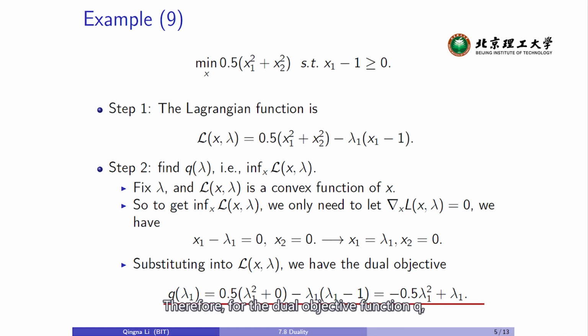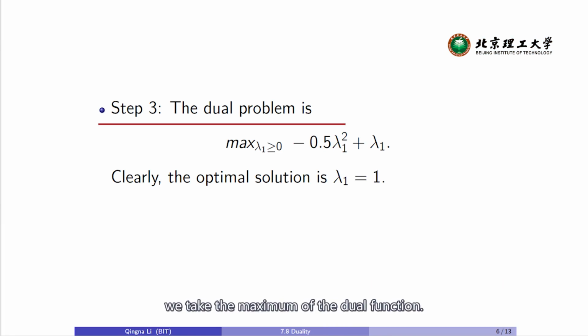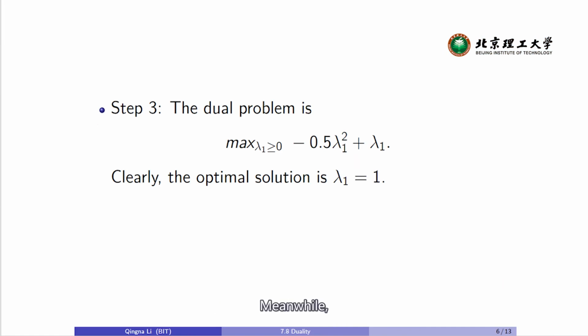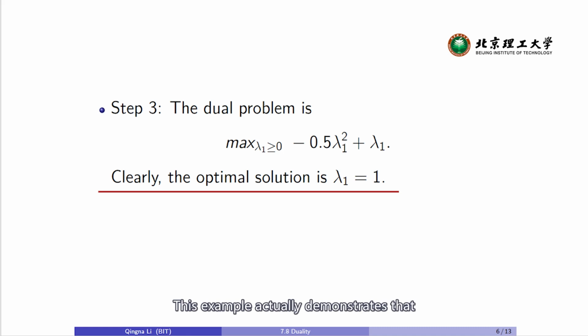Therefore, the dual objective function q is only related to the variable lambda 1, and the formula is calculated like this. So this is the dual objective function. The final step is that we take the maximum of the dual function, while we require lambda 1 to be non-negative. This is the dual problem, and we can easily see that the optimal solution for the dual problem is achieved at lambda 1 equals 1. So this example demonstrates how we can derive a dual problem.